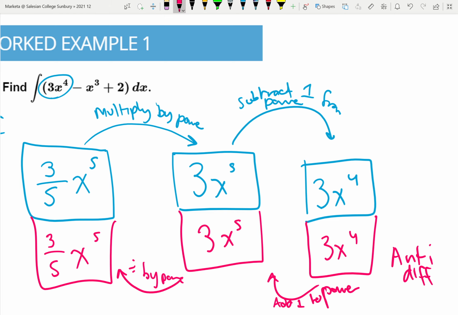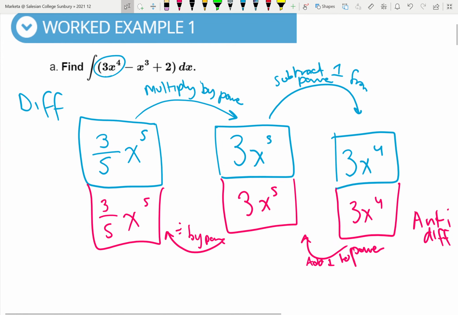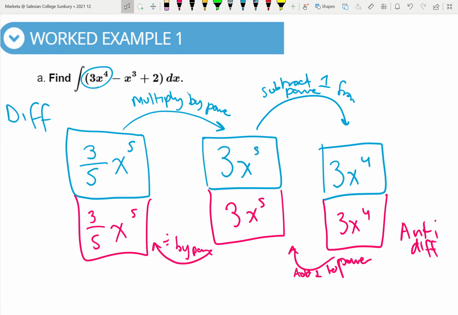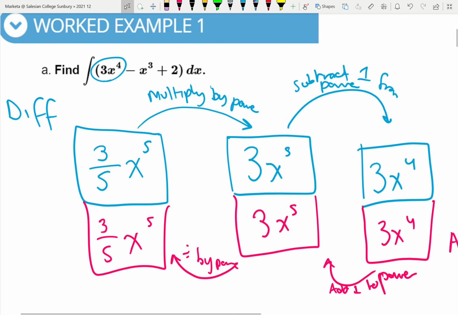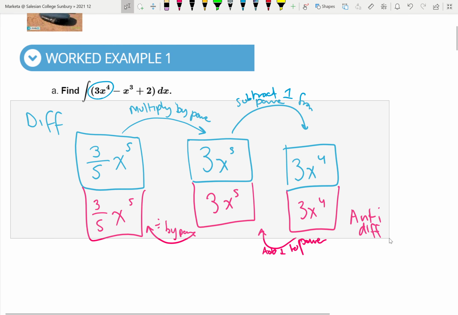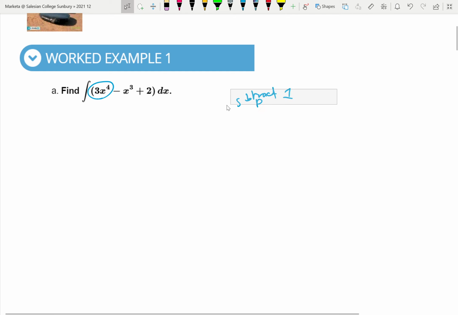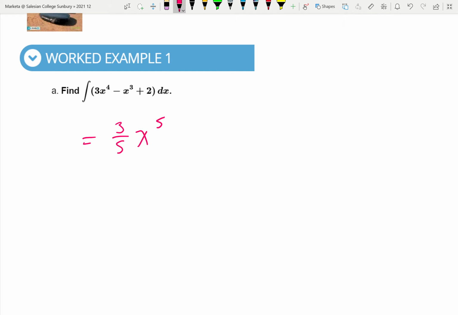So let's actually do the question now, and obviously we don't have to do a flow chart every time we do that. Let's try and delete that bit. There we go. So now let's actually do the examples, and we've got 3x to the 4, so that's going to be 3/5 x to the 5, as we did in quite extreme detail. Now we have x to the power of 3, it's going to become x to the power of 4, and we're dividing by 4, so it's 1/4 x to the 4, and then plus 2 x to the power of 0, this is 0 plus 1 is 1, 2 divided by 1 is 2, so it's 2x, and we then put a plus c at the end.